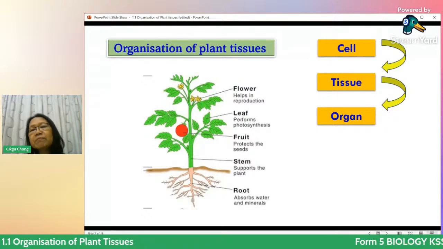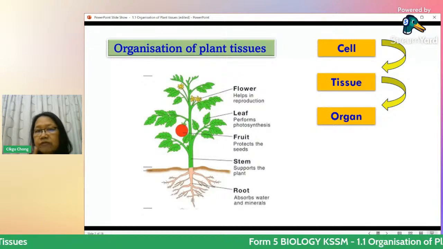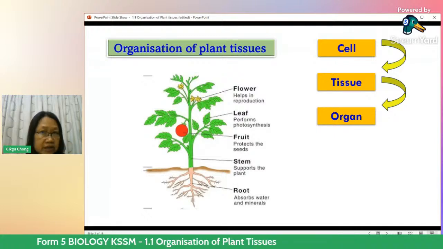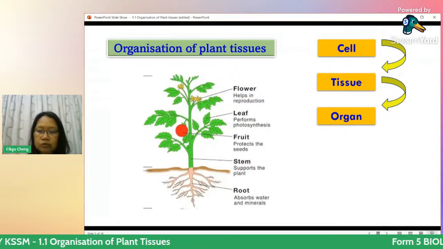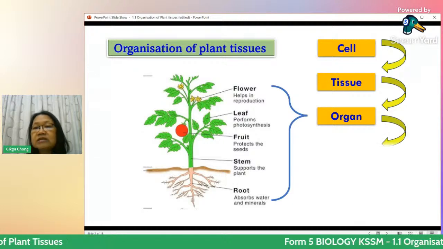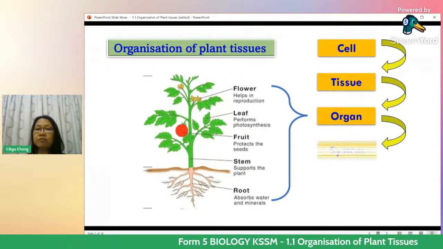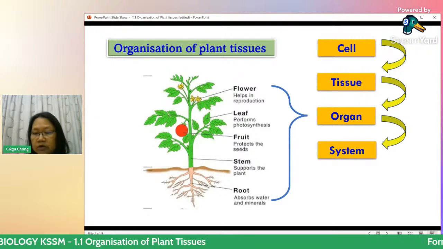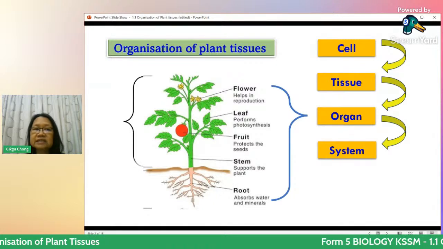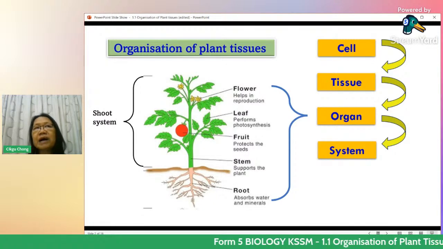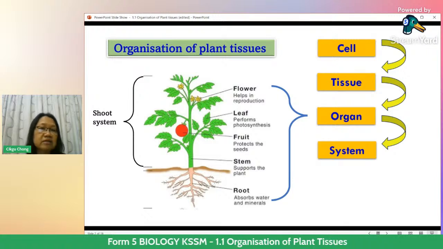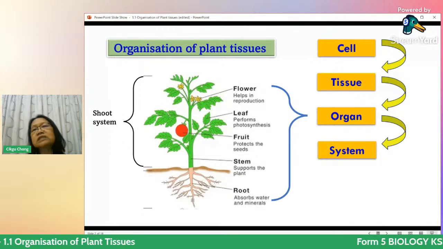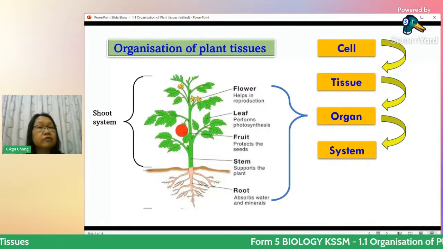Okay, next. So what happens if you've got many organs like this? Flower, leaf, fruit, and stem. What do they form? So different organs form a structure which is called a system. So the next level is many different organs form a system. Here, the system you see above the ground, above the soil, is the shoot system. The shoot system is all the parts of the plant that are above the ground. It includes the stem, the stalk, the flower, the fruit, and so on.